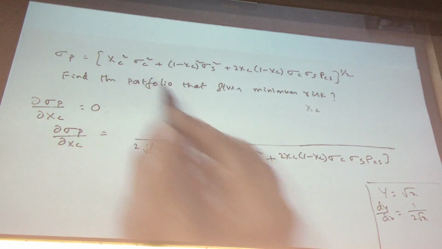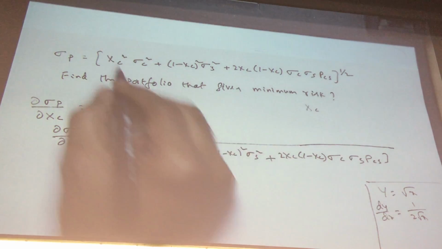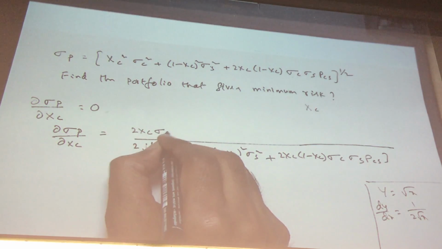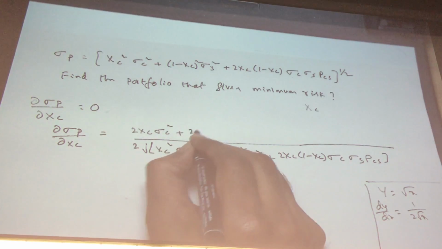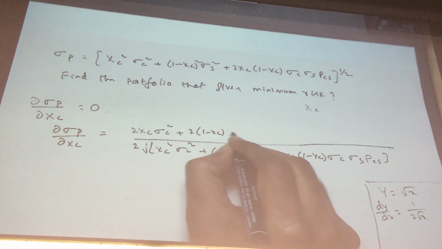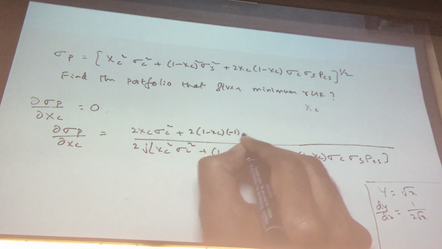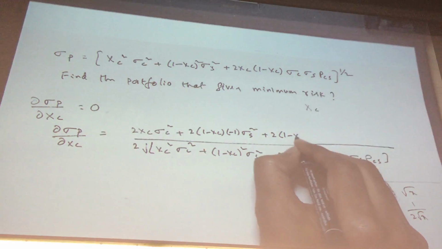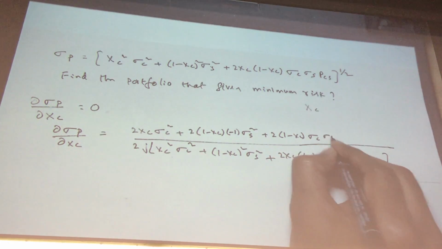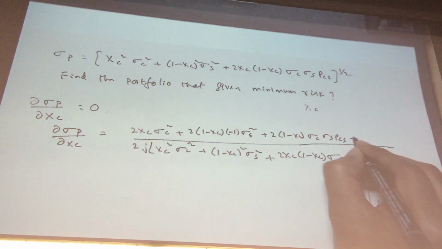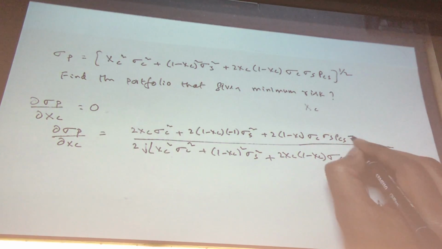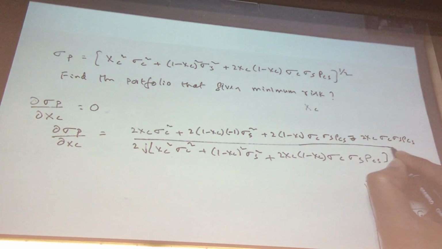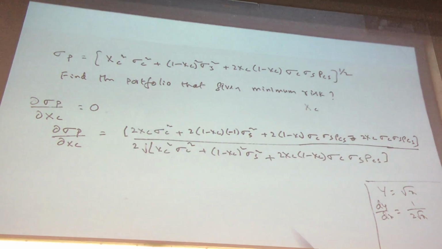And I have something else I need to differentiate separately. That is 2 xc sigma c square plus 2 times 1 minus xc times minus 1 sigma s square plus 2 times 1 minus xc sigma c sigma s rho cs plus minus 2 xc sigma c sigma s rho cs. Okay, that is your numerator.